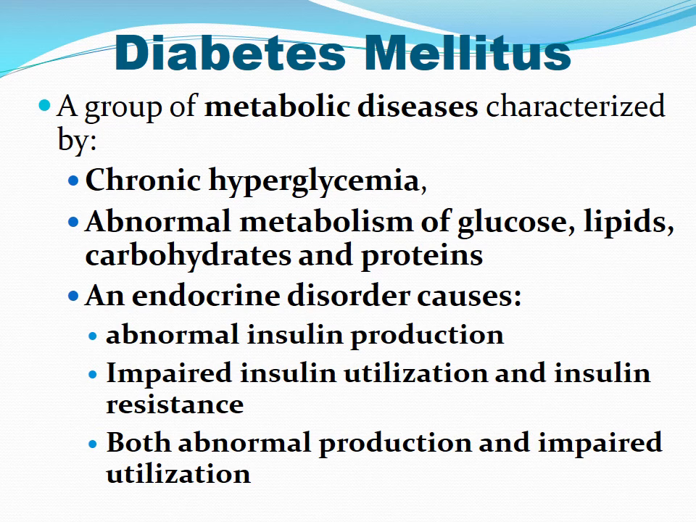Diabetes mellitus is a group of metabolic diseases characterized by chronic hyperglycemia and abnormal metabolism of glucose, lipids, carbohydrates, and proteins. It is considered an endocrine disorder associated with abnormal insulin production, impaired insulin utilization, and insulin resistance in tissues. Either one of these may be present, or both abnormal production and impaired utilization of insulin.